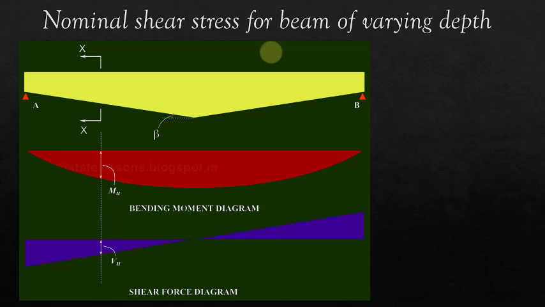In that equation, we need ultimate shear force Vu, B, that is width, and effective depth D only. But for a beam of varying depth, ultimate moment of resistance will also come into the picture. Let us see how this is so. Consider the simply supported beam AB of varying depth. The bottom surface of the beam makes an angle beta with the horizontal.